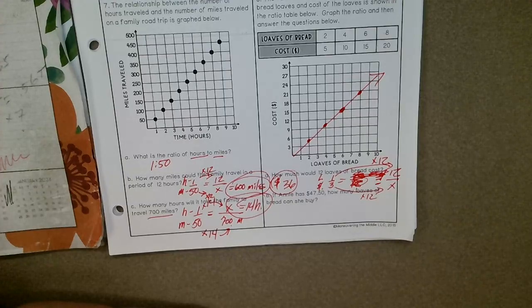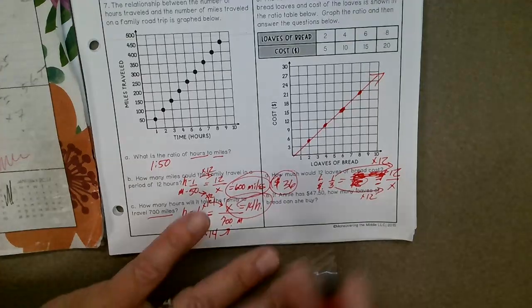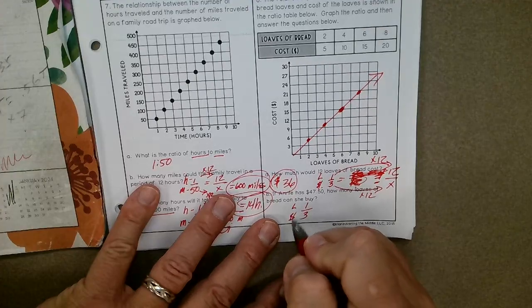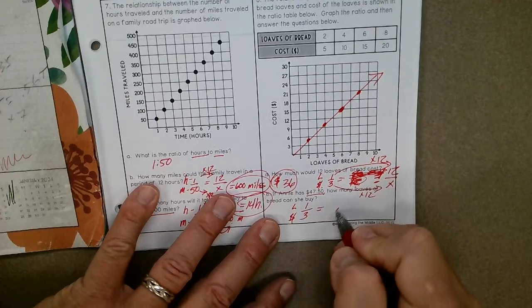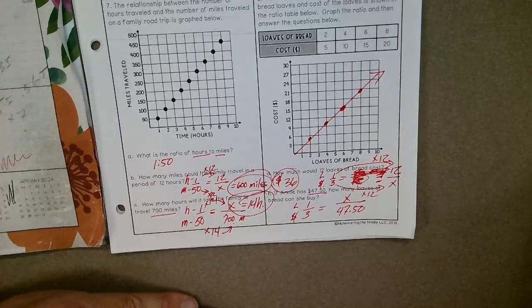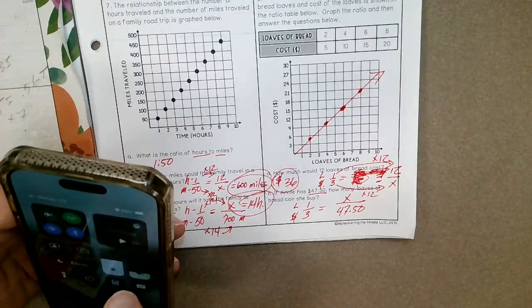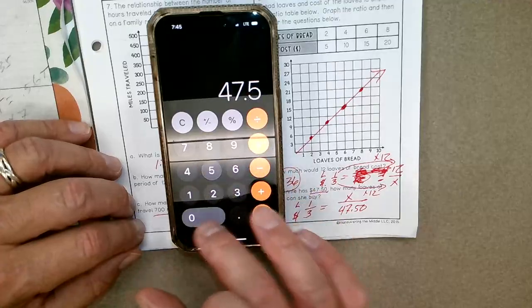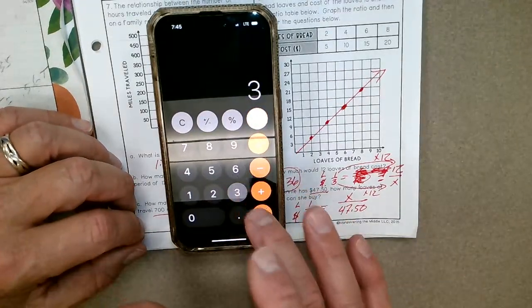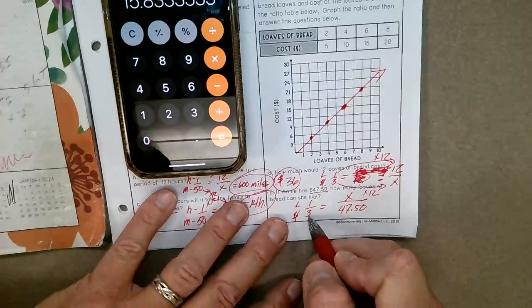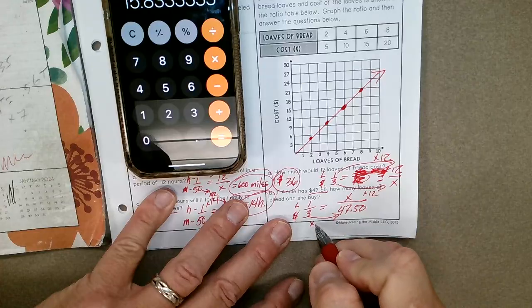If Annie has $47.50, how many boxes of bread can she buy? Ooh, okay, well, let's go ahead and set it up. 1 loaf is $3. She has $47.50. How many loaves can I get? All right, so clearly we're going to need our calculator here. So I'm going to take $47.50 and divide it by 3. And I get some crazy number, right?